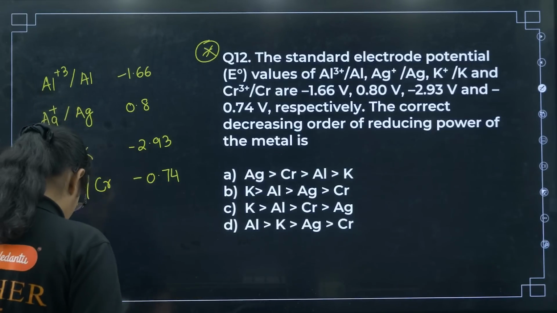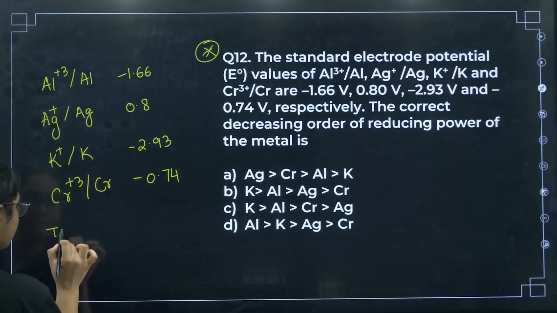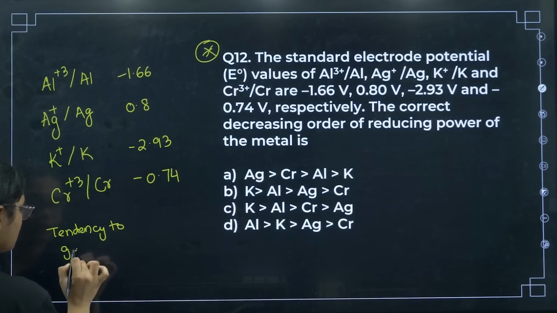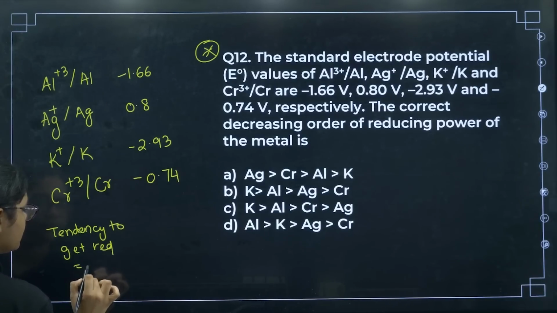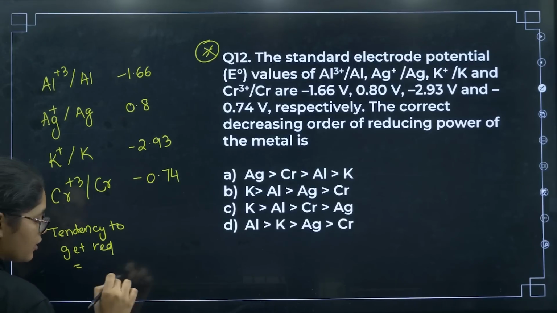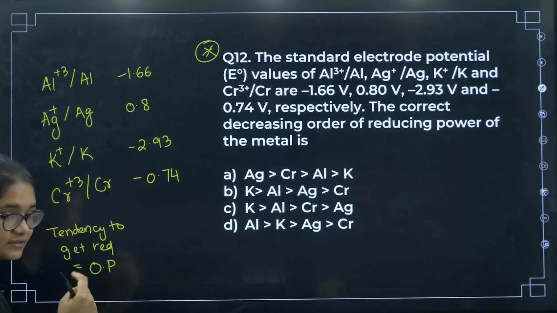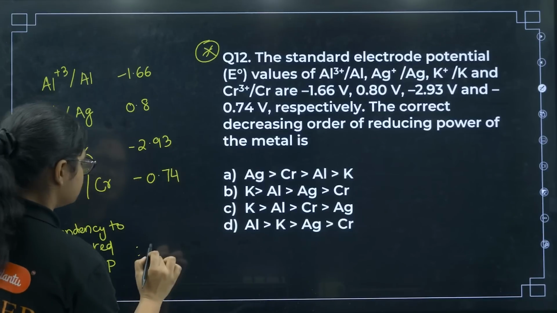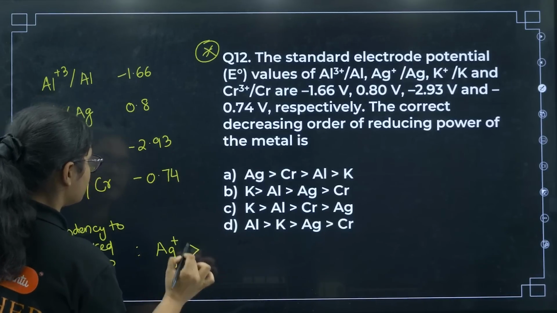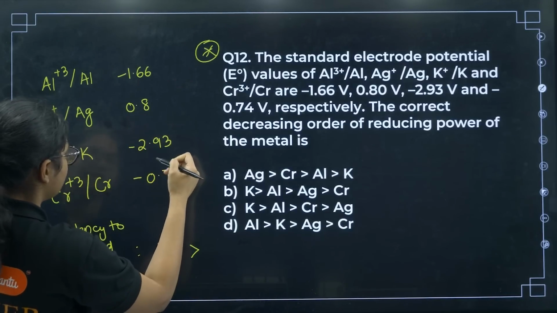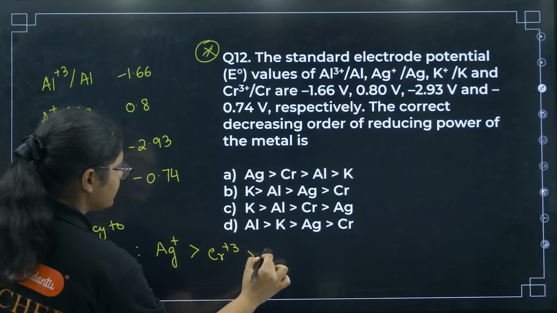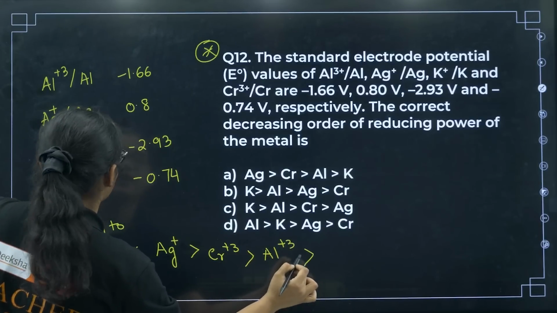So if I just write down tendency to get reduced is equal to, itself it is undergoing reduction or it will oxidize others, so it is behaving as an oxidizing agent, is equal to the oxidizing potential or oxidizing power. Okay, so what is the order for this one? You have Ag+, then after 0.8 what I will get, minus 0.74, that is Cr3+, then I have Al3+, and then I have K+.